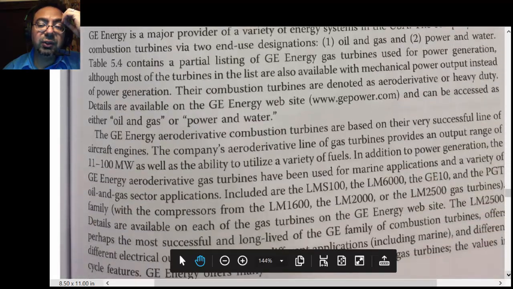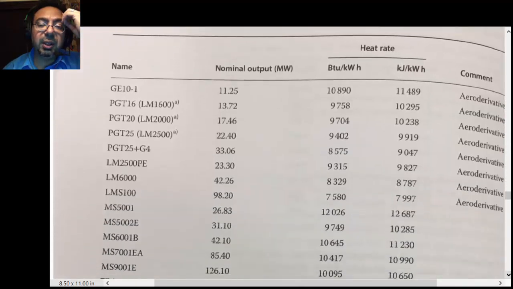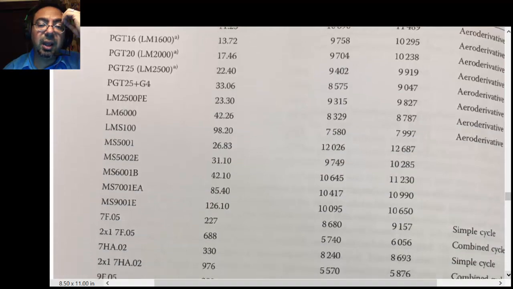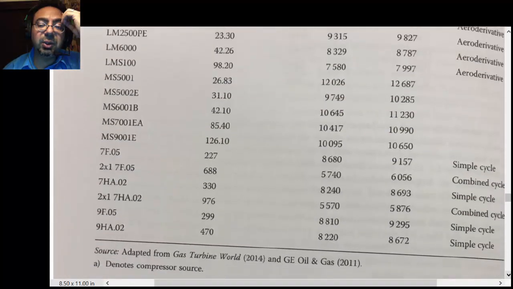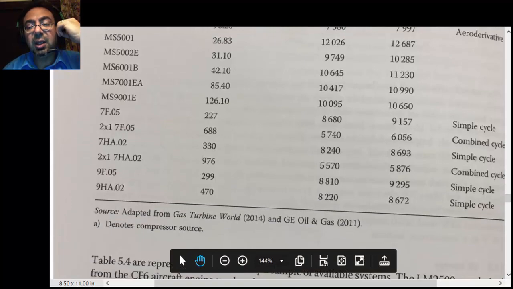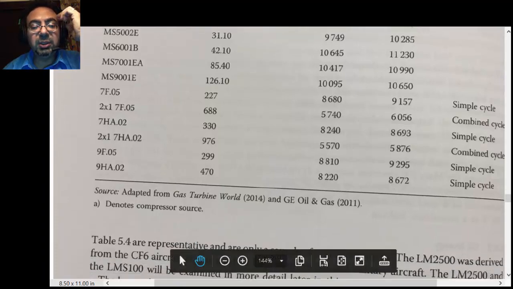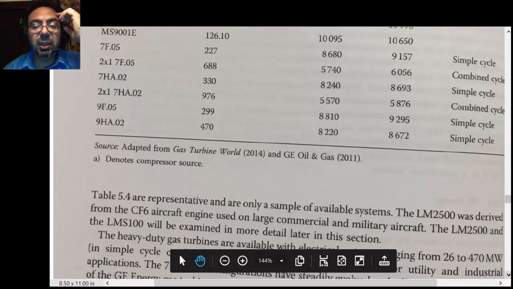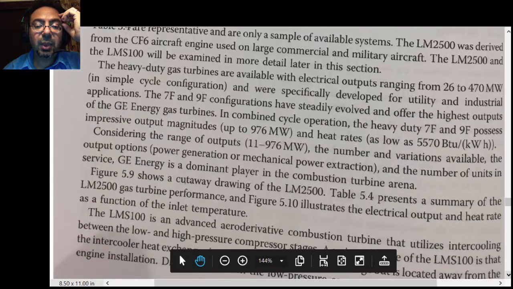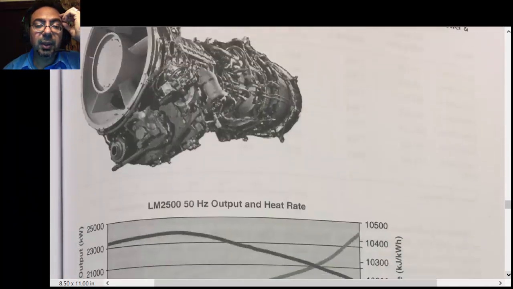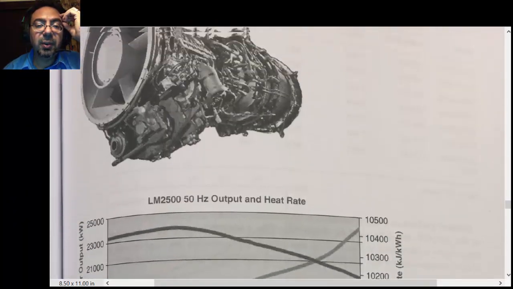And so he finished the chapter with more examples of heat, basically gas turbines that are already in service. So now there is this simple cycle and there is a combined cycle, and we will see what a combined cycle is in a minute. Here are the pictures.